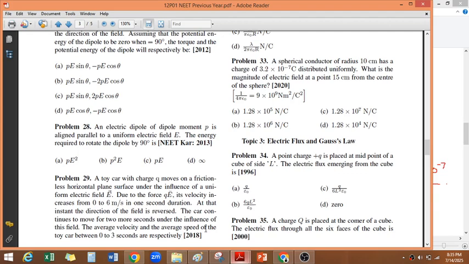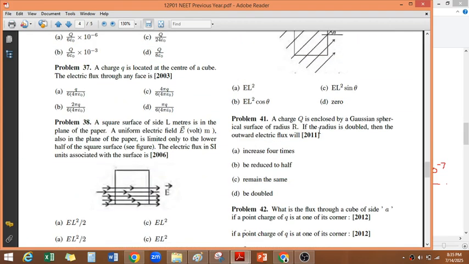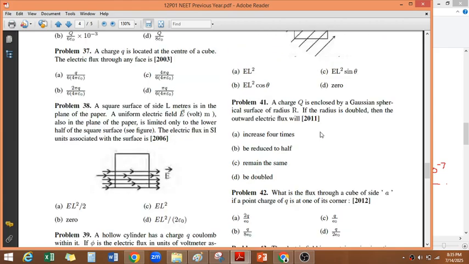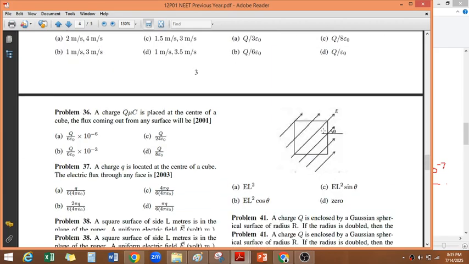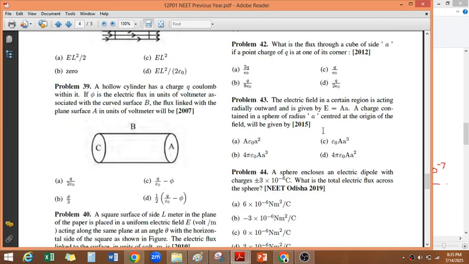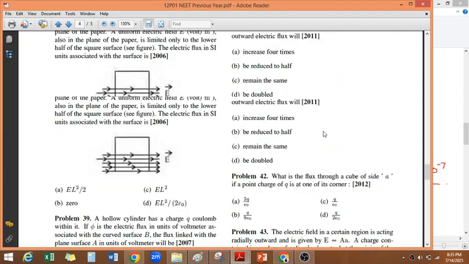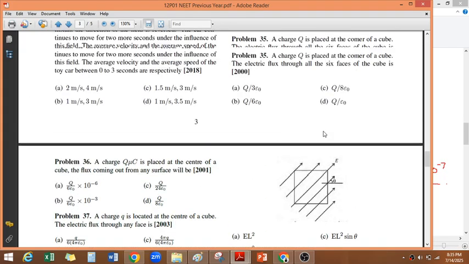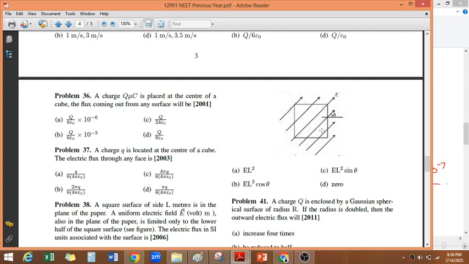Okay, I think we have completed this topic. So electric flux and Gauss law topic 3 alone, you have very little problems. From 34 to 43, 44, approximately 10 or 11 problems. So very, very easy problems. So try it and come. We'll continue in the next class.